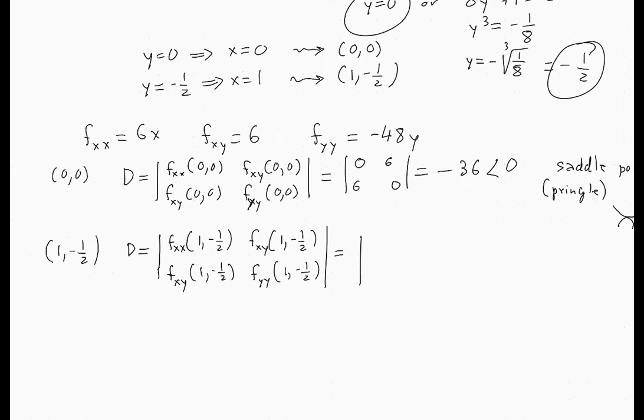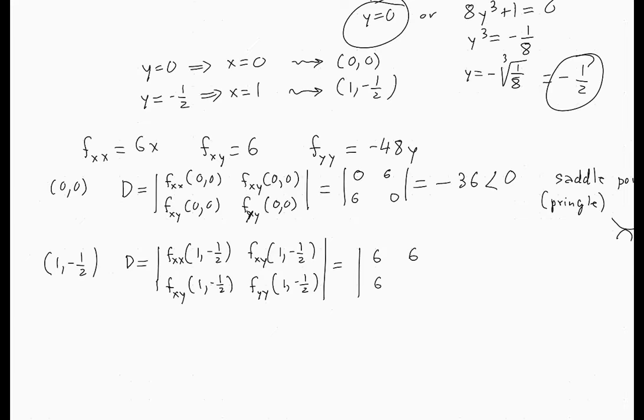The constants that you have are being preserved, and fyy is negative 48y. Plug in negative 1/2, and that will give you 24, right? So you get 6 times 24. How much is 6 times 24? 144, right? But it doesn't really matter. It's 144 times minus 136, or minus 36, which is certainly greater than 0.